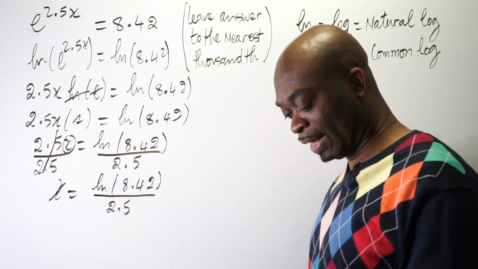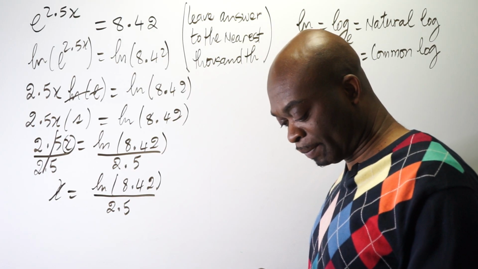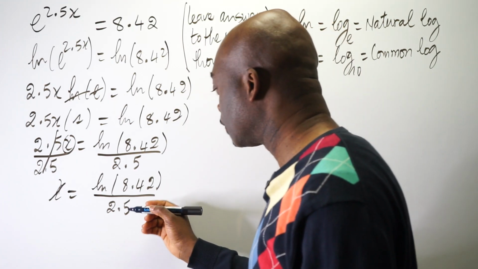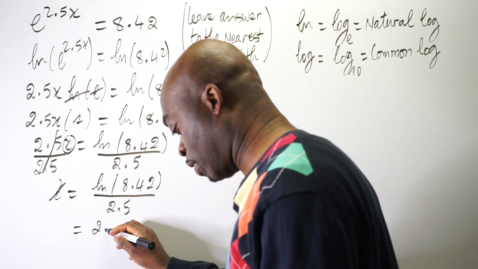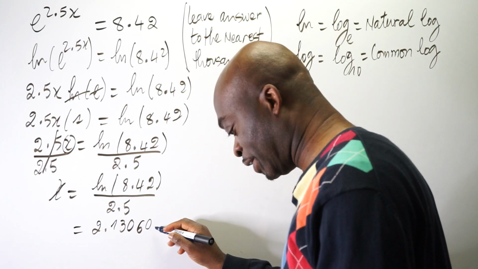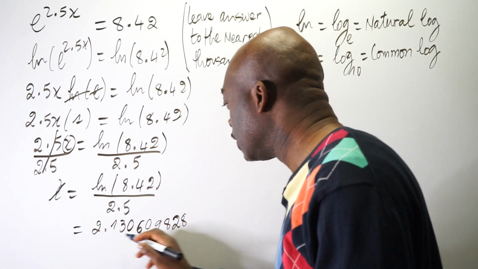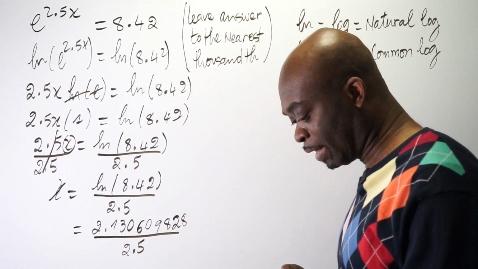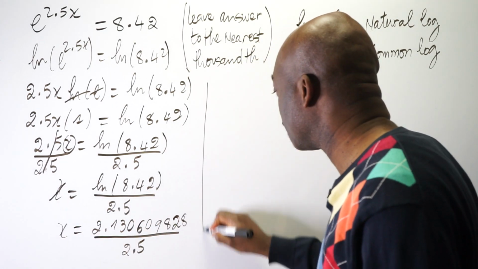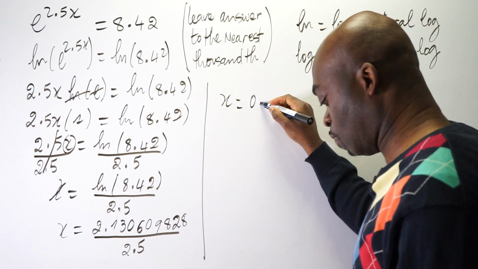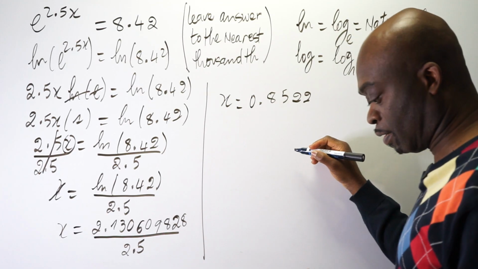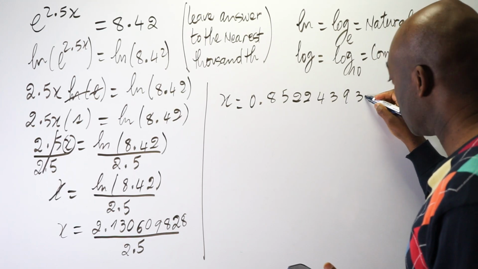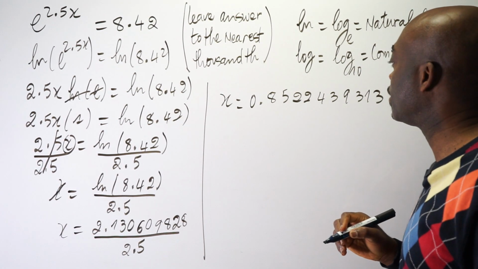So we're going to have to find the ln of 8.42 here very quickly. That will give us 2.130828, and I'm going to write out all the digits. So we said this is divided by 2.5. Let's do the operation here, and then we end up with x equals 0.85224393 13.